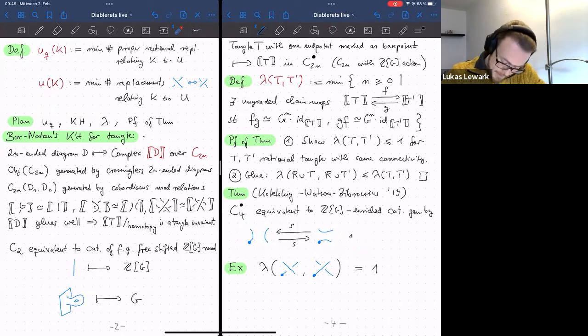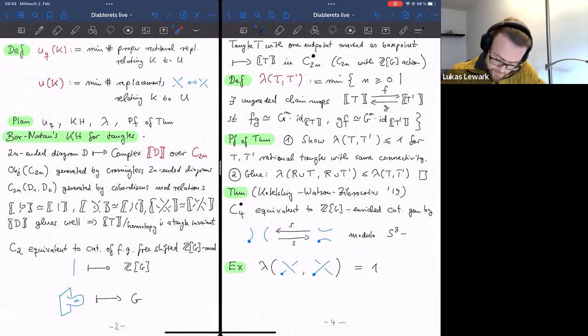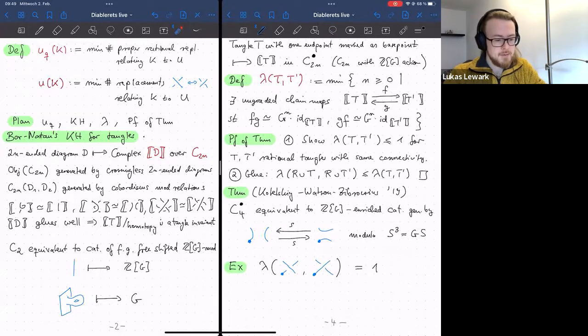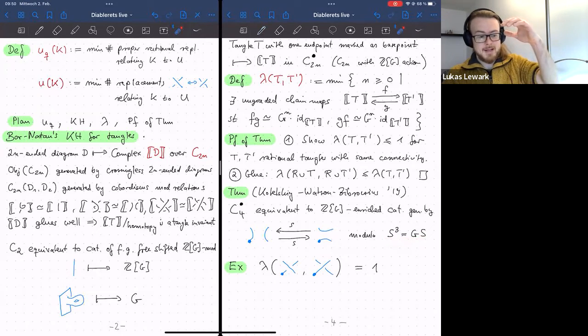And you only have the one relation, modulo that S to the 3 is equal to GS. Actually, it's two relations because, by abuse of notation, S denotes two different cobordisms. So it's two relations, but that's it. And this is geometrically quite clear if you think about it. If you stack three saddles, it's the same as one saddle with an additional genus.